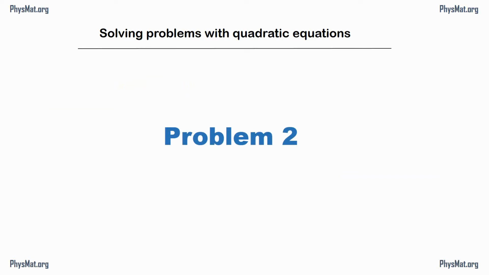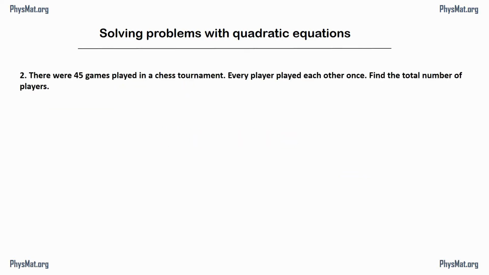Now let's consider more complicated examples. Problem number 2 says that there were 45 games played in a chess tournament and every player played each other once. And we need to find the total number of players. So here it's important to understand how the total number of games depends on the number of players.